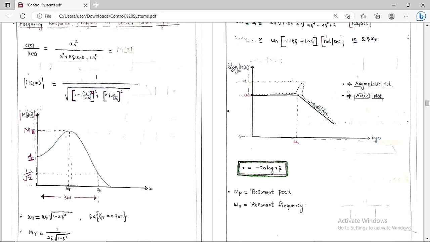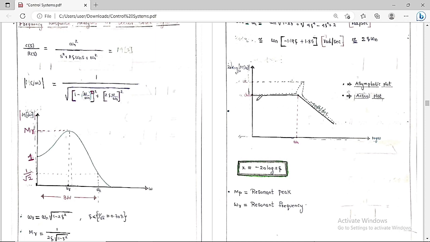So you can see 20 log base 10 of the magnitude of M(j omega). If you draw it, you are going to get this format. This is a pole of order 2, which means we get minus 40 decibels per decade, occurring at omega equal to omega n. Up to this point, it will be 0.